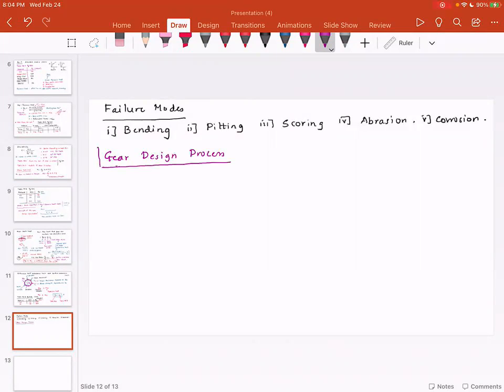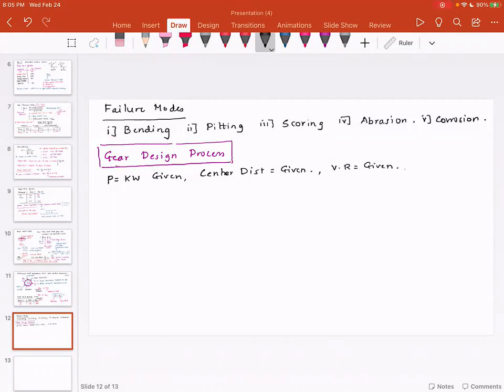Now this is similar to all the designs that we have looked at so far. I'm going to give you a step-by-step gear design process. Typically the problem will state something like the power transmission requirement in kilowatts. Sometimes the center distance could be given. Sometimes the velocity ratio could be given.